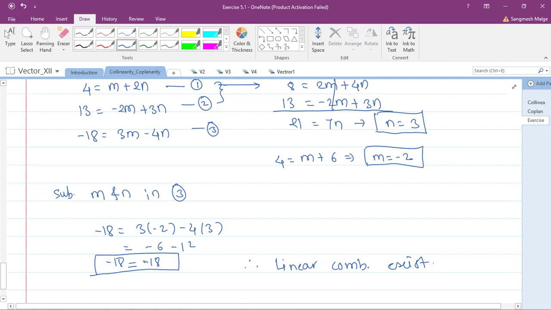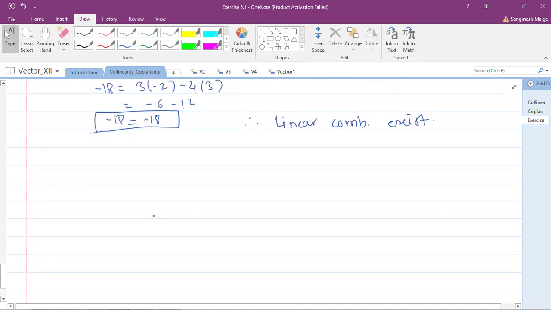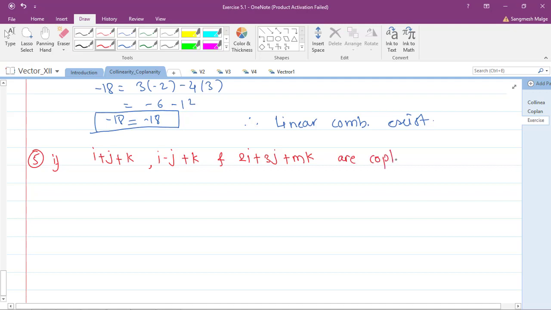Good. Next question, question number 5. If i minus j plus k and 2i plus 3j plus mk are coplanar vectors, then find the value of m. For what value of m are these vectors coplanar? That is the question asked.